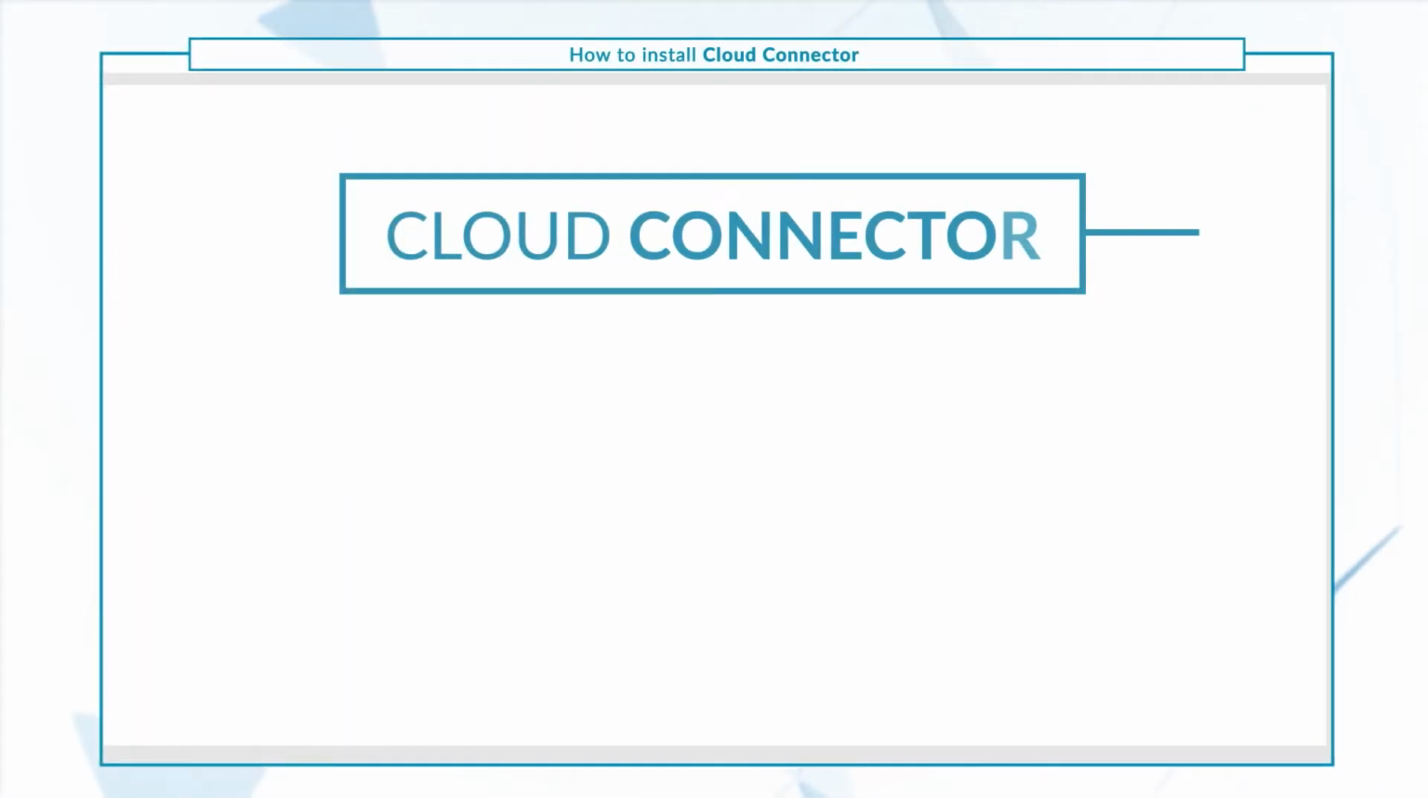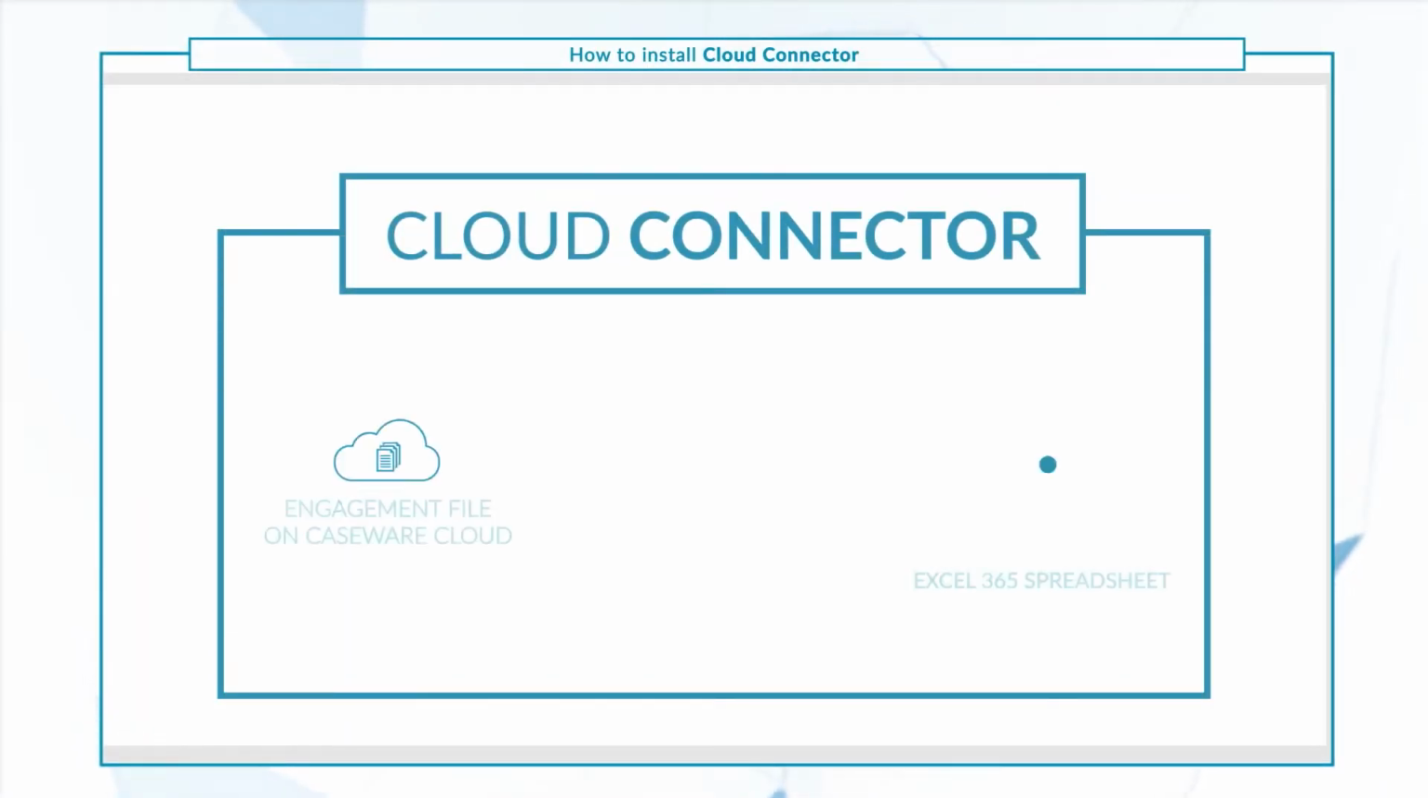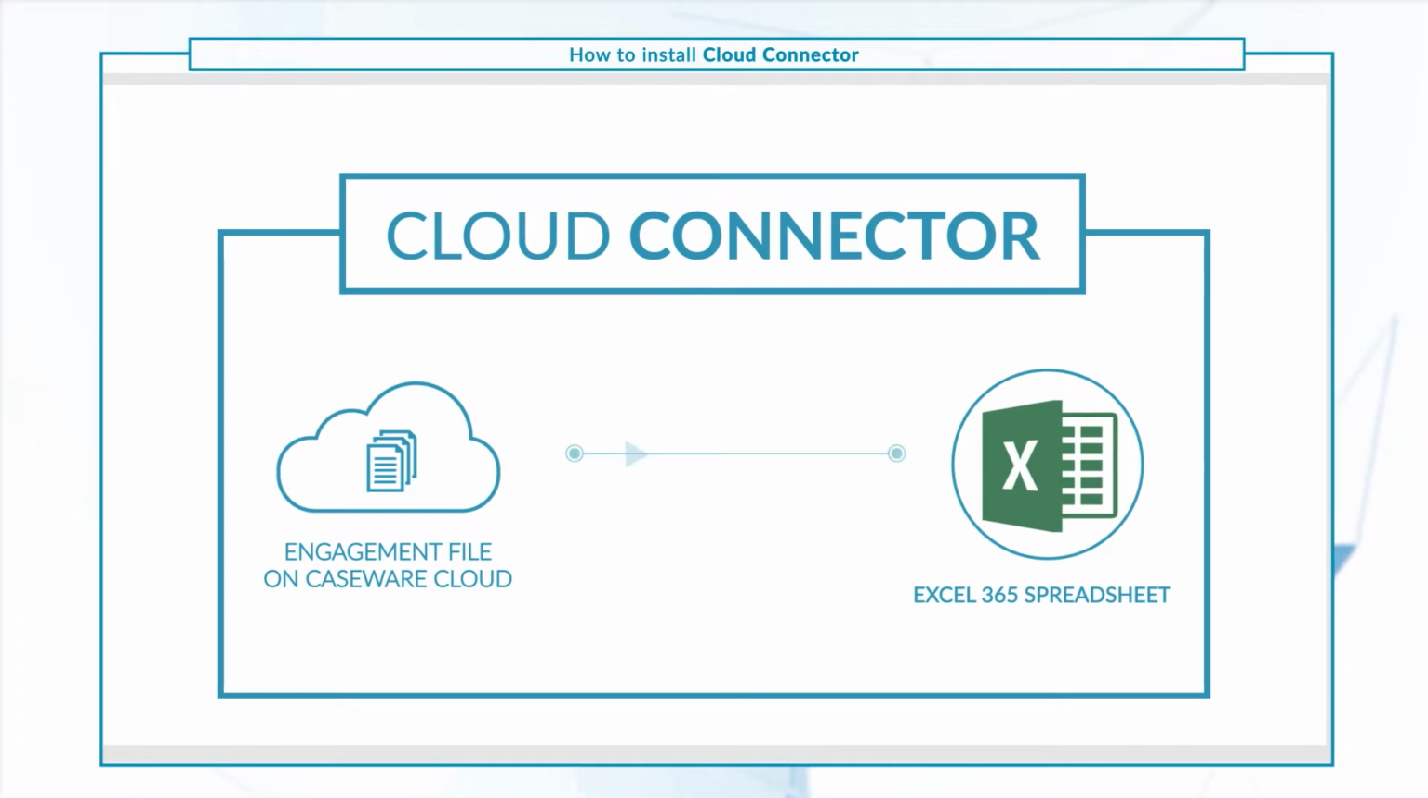Cloud Connector is a cloud-based add-in for Microsoft Office 365 that enables you to link engagement data, such as the trial balance and entity information, in real time from your engagement file on Caseware Cloud to an Excel spreadsheet.